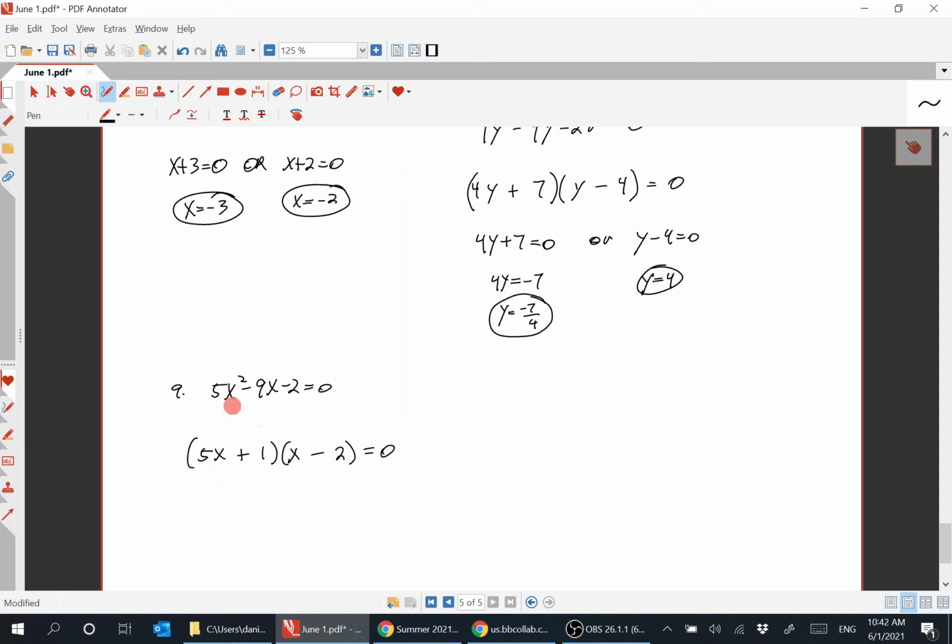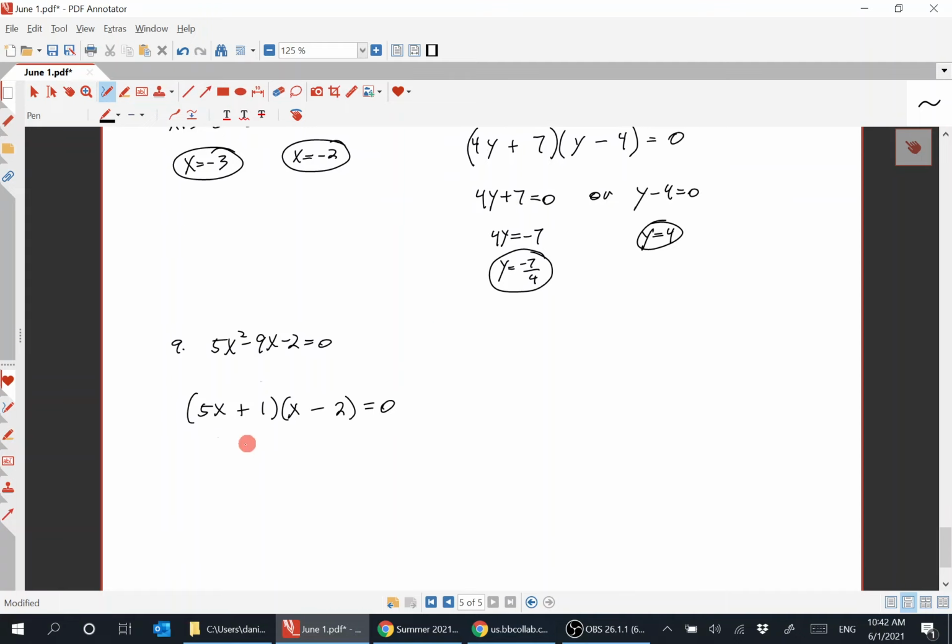All right. This is 5x squared, so it's got to be 5x and x. This is 2, so it's got to be 2 and 1 here or 2 and 1 here. And it's negative, so one is plus and the other is minus. So not too many options there. So this tells you that 5x plus 1 is equal to 0, or x minus 2 is equal to 0. This one tells you x is equal to 2. This one tells you 5x is equal to minus 1. So x is minus 1/5. So 2 answers, minus 1/5 and 2. Factor and cancel, real easy.